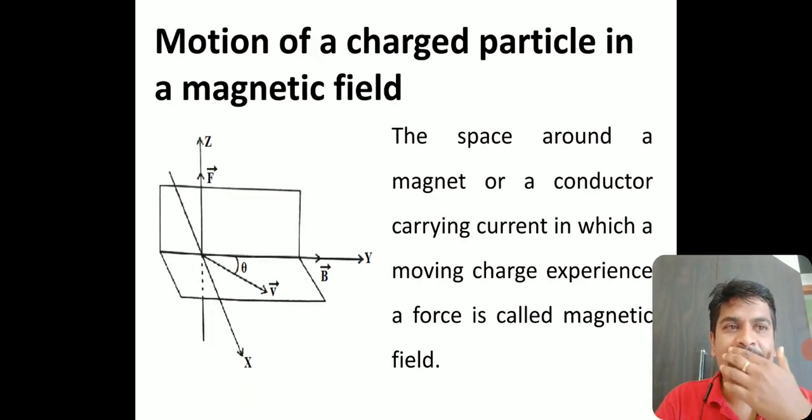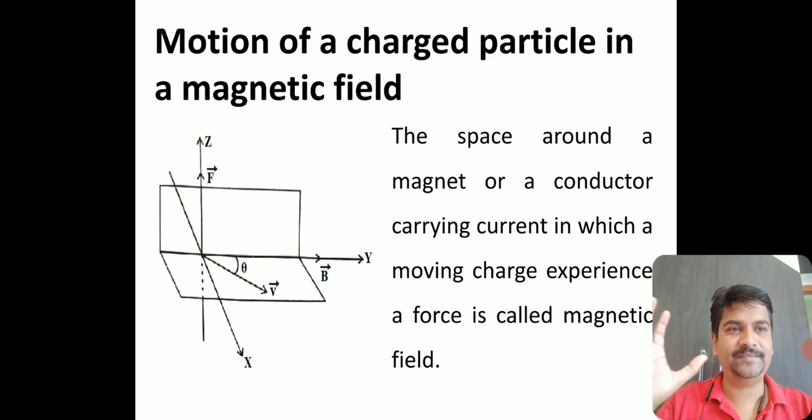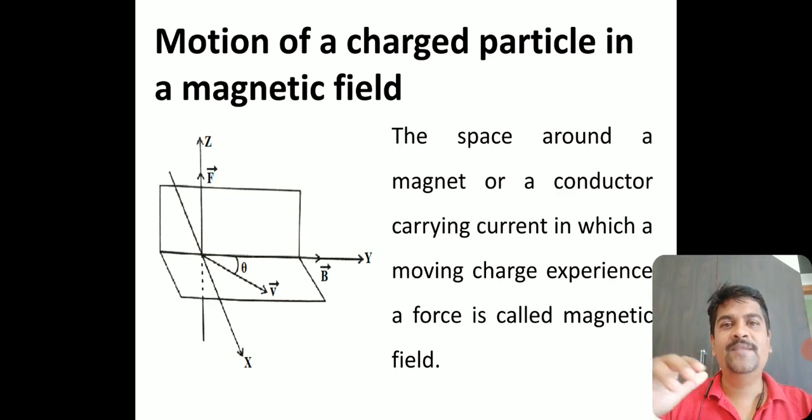Right. Now we are looking at the motion of a charged particle in the magnetic field. Now you know what a magnetic field is. In simple words, I can say that the magnetic field is the area around the magnet, or the area around a current carrying conductor. A current carrying conductor produces a magnetic field around it, and this is known as the magnetic effect of electric current, which I told you in my previous video.